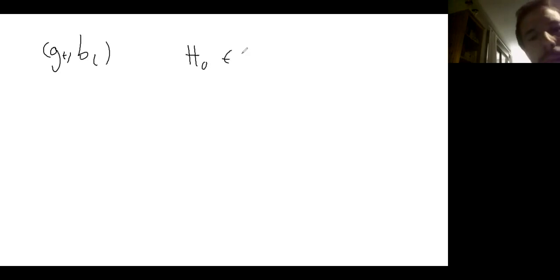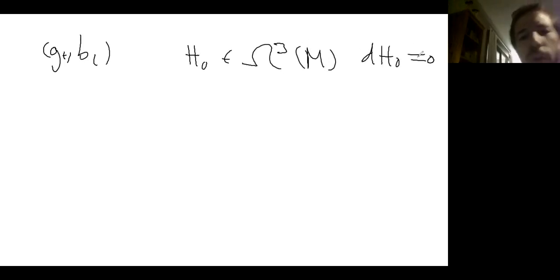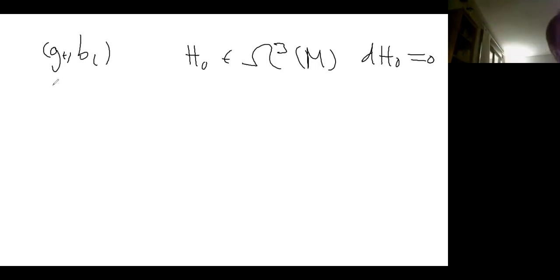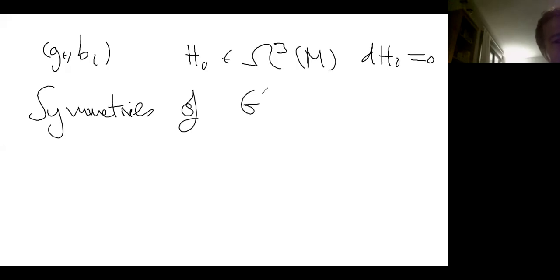So we have these generalized Ricci flow equations, and they look a bit weird. They are equations for a metric, a 2 form, and I'm choosing some closed 3 form on my manifold. So the question is, what are the symmetries of the equations? What are the symmetries of generalized Ricci flow?